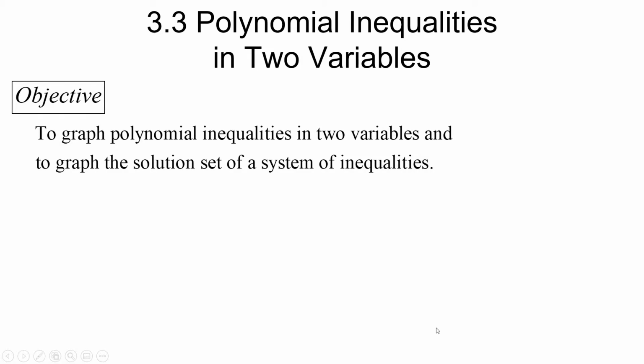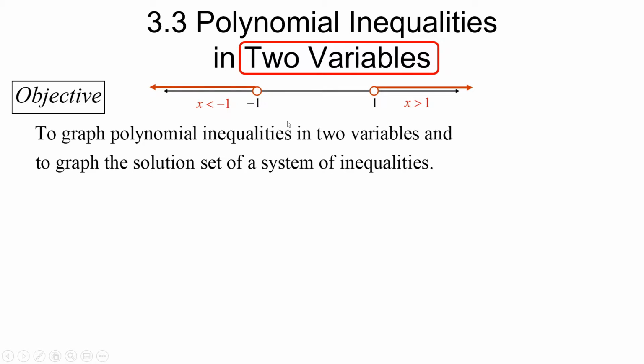Okay, welcome to 3.3 Polynomial Inequalities in two variables. The objective will be to graph polynomial inequalities in two variables and to graph the solution set of a system of inequalities in two variables. Well, first of all, in the last section, 3.2, we were doing inequalities in one variable, and those were graphs on a number line, only one dimension. Now, in two variables, our graphs will be in the plane.